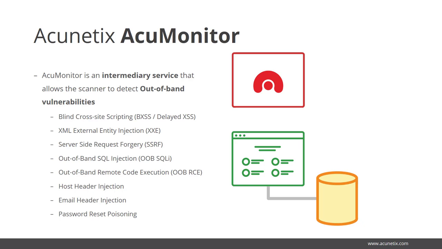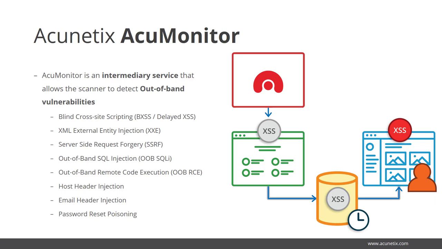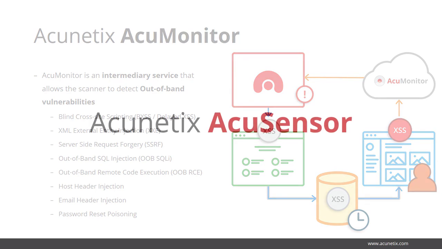In the first step, Acunetix will send a cross-site scripting payload to the web application. The cross-site scripting payload will then get stored in a data store, which may remain there for an indefinite amount of time, possibly long after the scan is completed. This payload is executed inside of a victim's browser at a later date, possibly from an entirely different web application, which shared the same data store. Once the cross-site scripting payload executes, it will contact Acumonitor, notifying it that it has executed. And Acumonitor in turn notifies Acunetix.